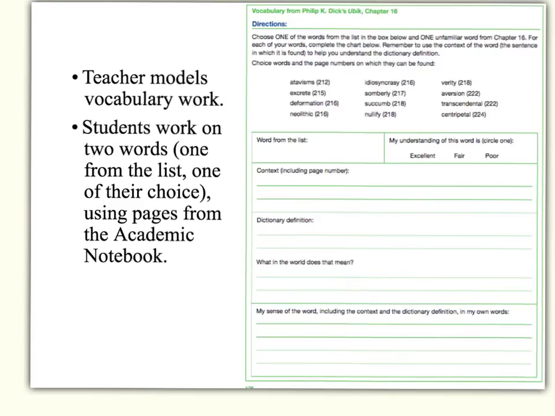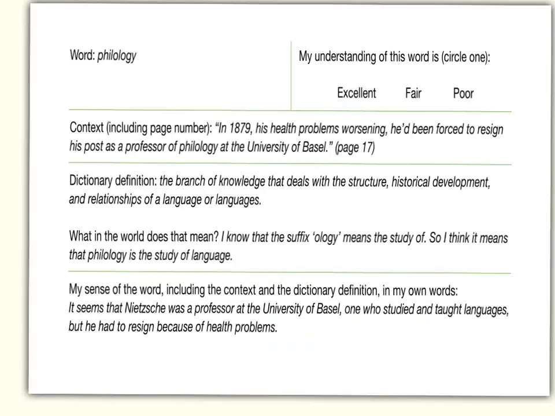Then the next part asks them to put the dictionary definition in their own words by asking what in the world does that mean. And then the final piece of this vocabulary homework asks them to take both the context and the dictionary definition, put it together, and provide the information in their own words. This example, which is provided in the lesson plans, is an example of this word work that teachers can use to model. So the word here is philology.